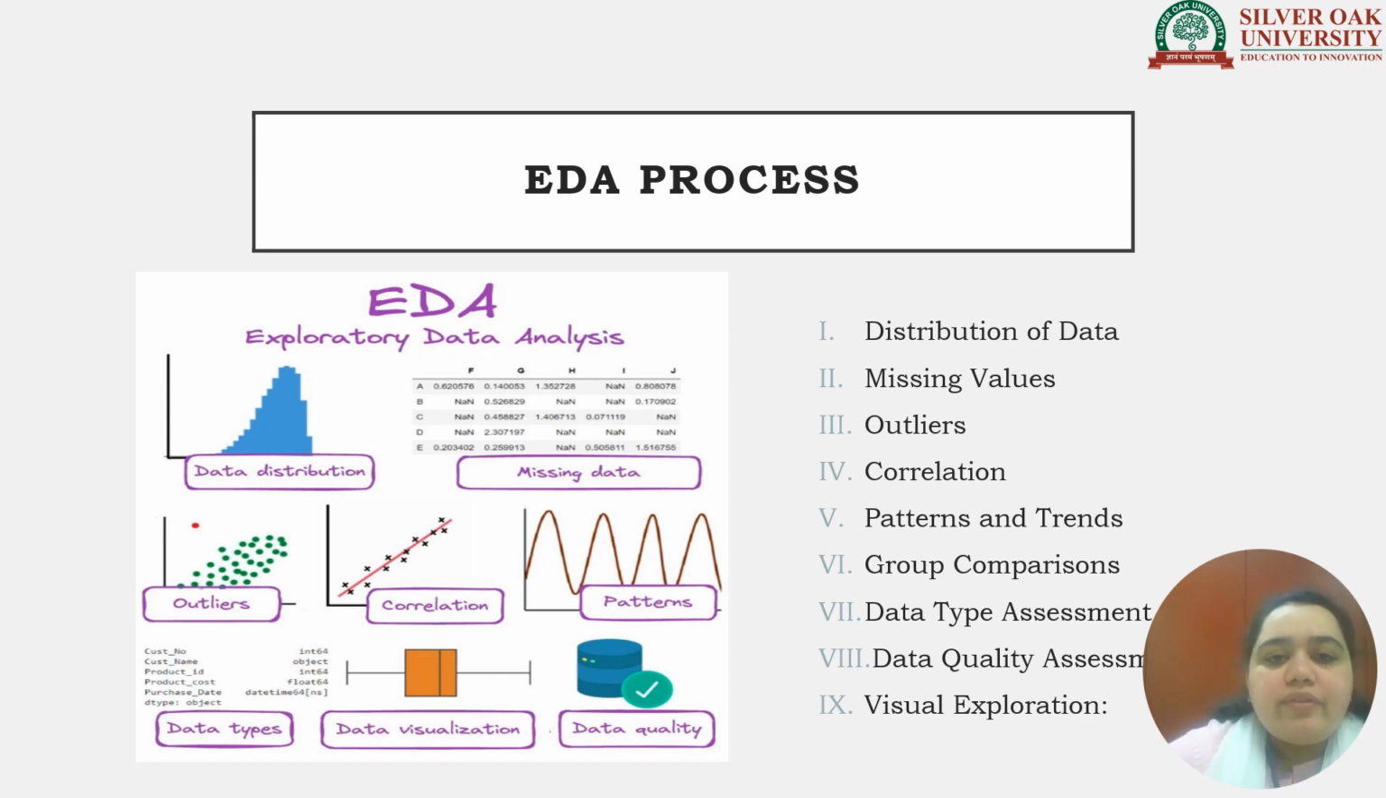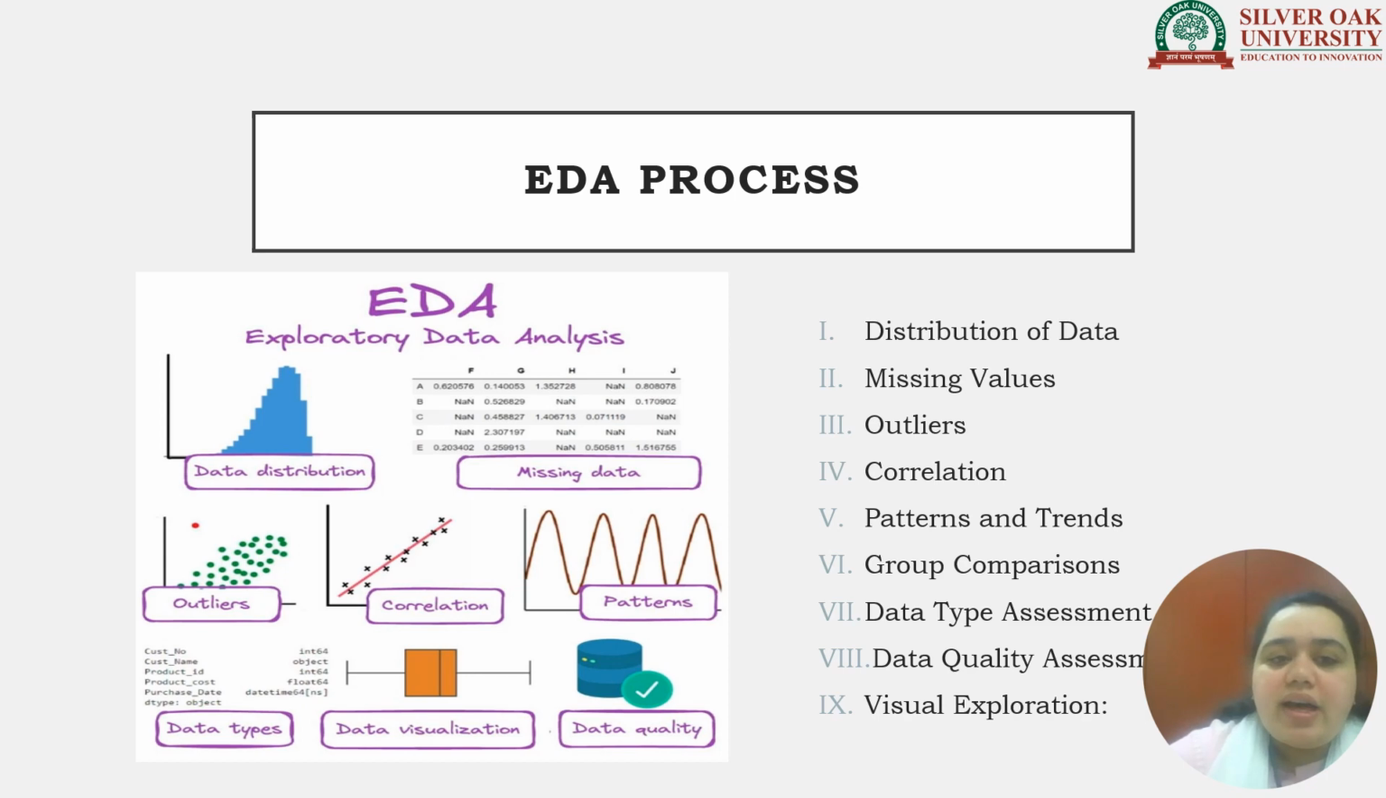Some key points that we should normally check in the EDA process are mentioned here. Distribution of data, missing values, outliers, correlations, patterns and trends, group comparison, data type assessment, data quality assessment, and visual exploration. Let's try to understand them one by one. Talking about distribution of data: assessing the distribution of data using histograms, box plots, and summary statistics helps understand the central tendency and variability.